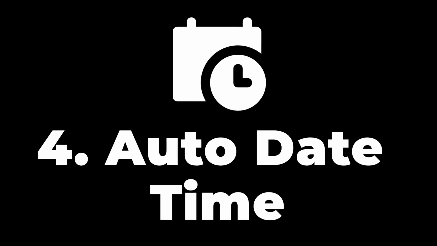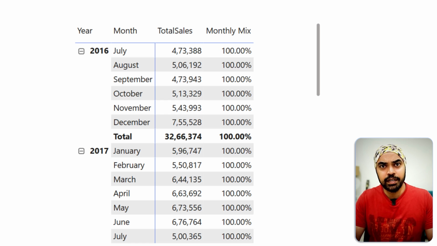Another big problem in Power BI is that Power BI automatically turns on the auto date time intelligence feature for every single date column in your entire model. And that is bad, like really bad. Let me explain to you through an example.